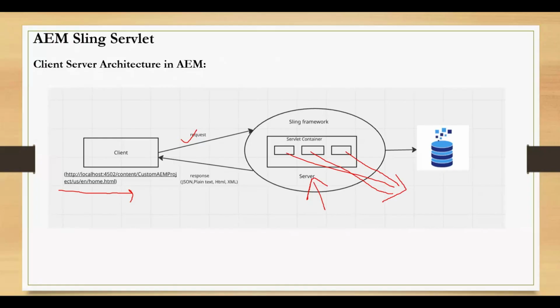So suppose you are making a request. How will we be able to identify which servlet needs to be triggered based on the request? Suppose this is a dynamic request, and the end user is making many requests. How will the servlet container, how will the server, understand which servlet to trigger based on the request?